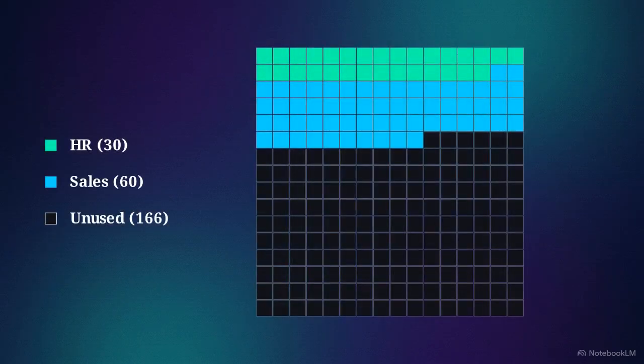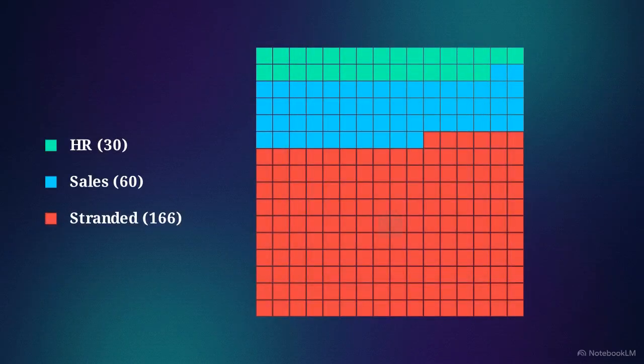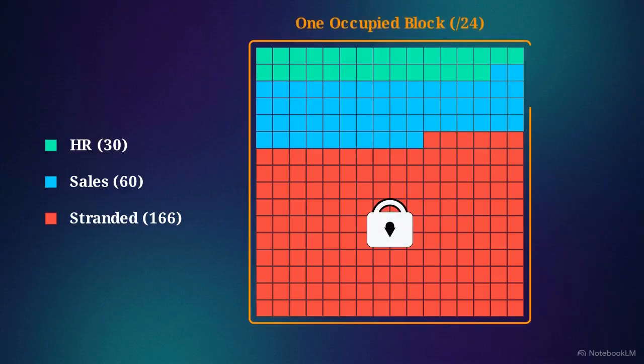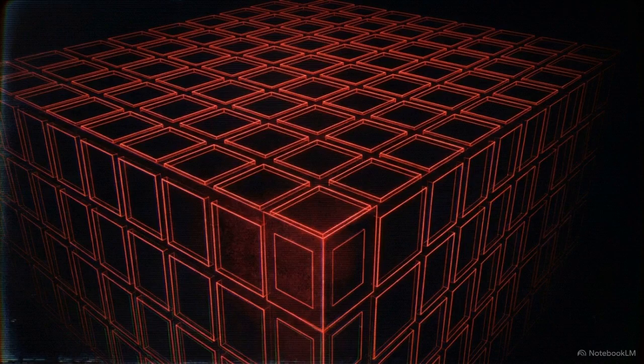This diagram shows the resulting inefficiency. Because you've designated the entire block for these two groups, the remaining 166 addresses are effectively stranded. You cannot assign them elsewhere because the router sees the whole 256-lot grid as one occupied piece of land. This lack of a partitioning strategy leads to massive resource waste.